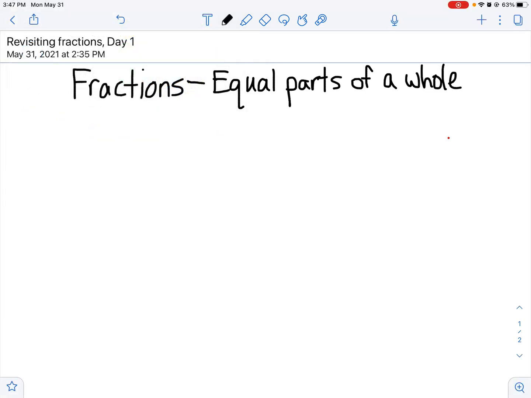Hello everybody. Today we're going to be revisiting fractions and making sure we understand what they are, how to write them, how to identify them, how to place them on a number line, how to compare them, and for fourth graders, how to find equivalent fractions.